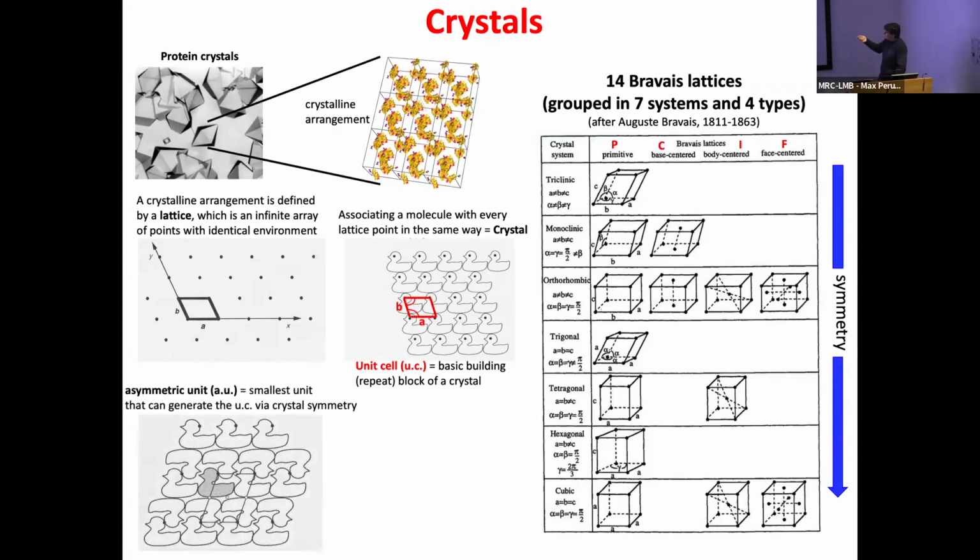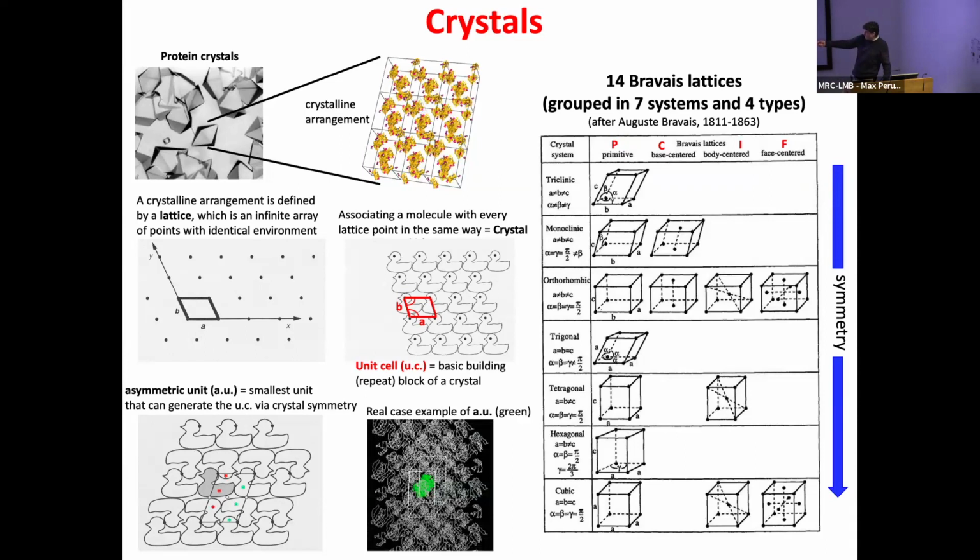Within the unit cell, you also have what is called the asymmetric unit, which is the smallest unit that can generate the unit cell by crystal symmetry. Let's say your molecule is the duck. The unit cell does not contain only one duck; in this case, it contains two ducks. Each duck is called an asymmetric unit. This is one complete duck, and this is your second molecule inside the unit cell. You only need one duck to reconstitute the whole unit cell just by a 180 degree rotation, which is part of the P2 crystal system.